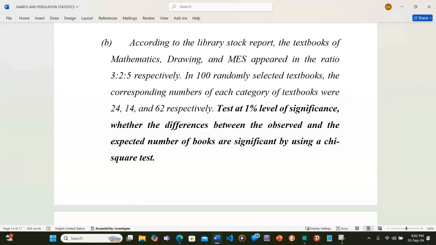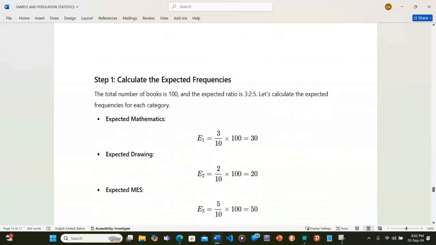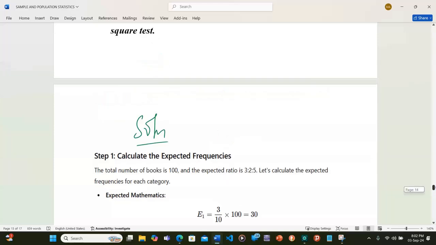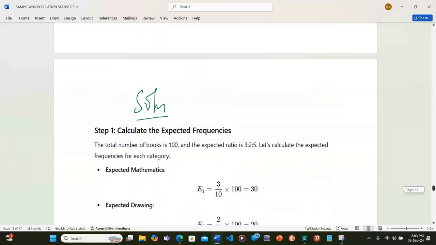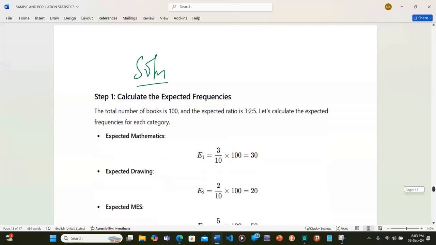So here we are going to use a chi-square test to check whether the differences between the observed and the expected number of books are significant. So the solution is that we know that the total number of books is 100. That's what we were told, that in 100 randomly selected books, okay? And the expected ratio is 3 to 2 to 5.